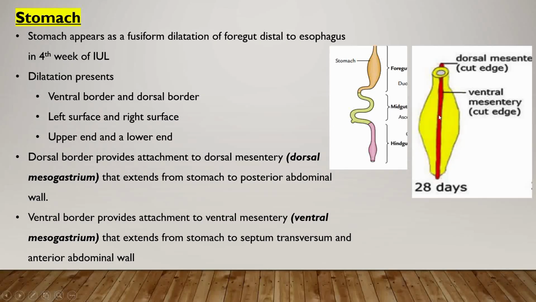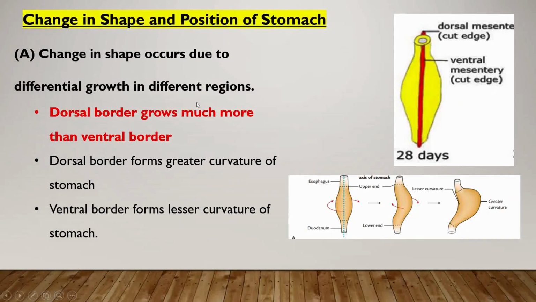To the ventral border, the ventral mesentery is attached. To the dorsal border, the dorsal mesentery is attached, and there is a right surface and a left surface. The dorsal mesentery, also known as the dorsal mesogastrium, extends from the stomach to the posterior abdominal wall, and the ventral mesentery of the stomach, also known as the ventral mesogastrium, extends from the stomach to the septum transversum and anterior abdominal wall.